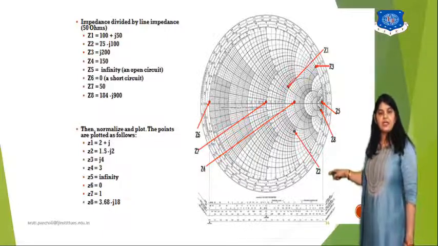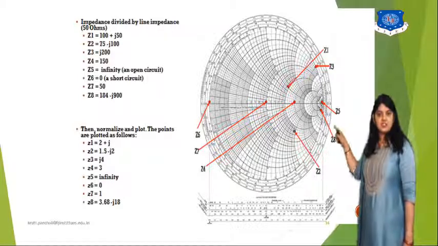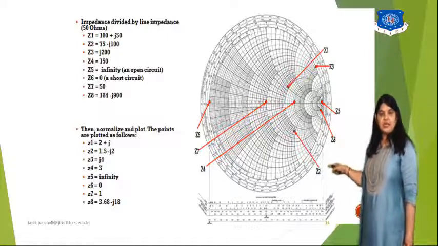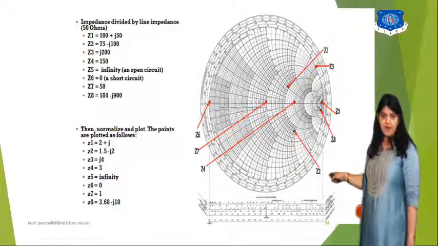Okay, the Z2 value is 1.5 minus J2. 1.5 is the constant resistance, and minus J2, what is that? The J2 is the constant reactance value, a capacitive value, that is why it is in this lower half.